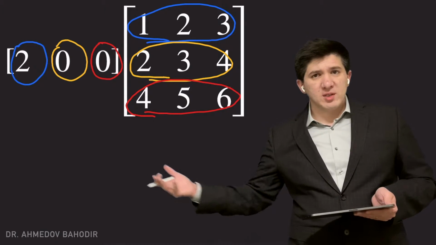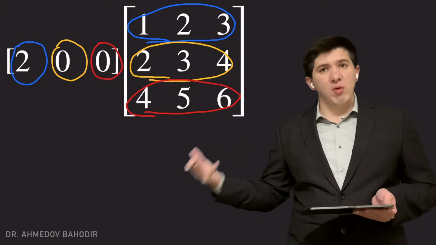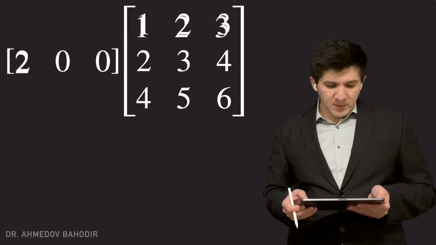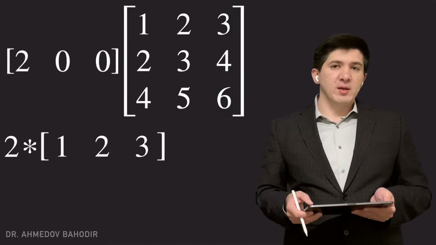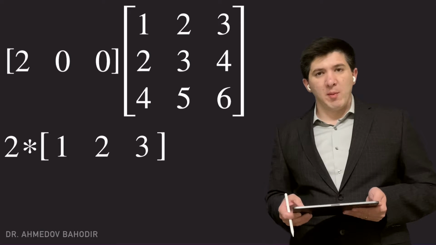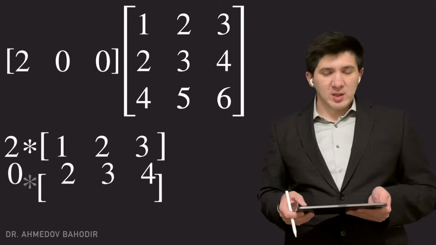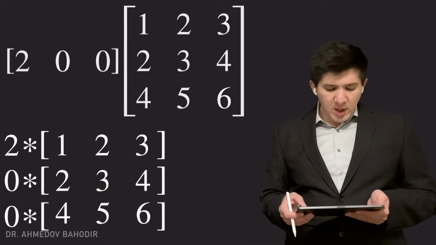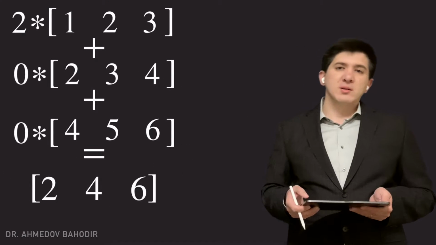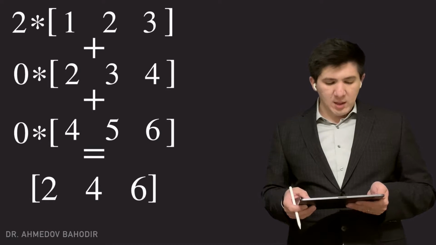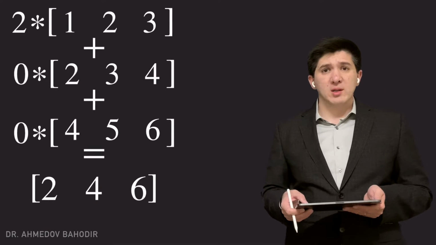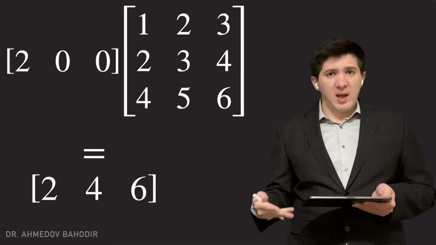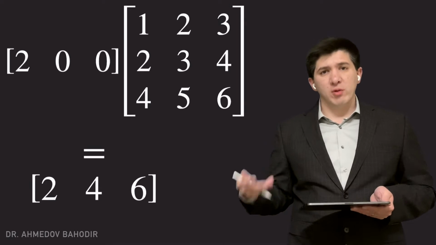So the result of this multiplication is again a row where we combine the three rows of this matrix. The first element of the row is going to be multiplied to the first row, the second element to the second row, and the third element to the third row. Then we just multiply a constant to the vector and add them. And the result is going to be 2, 4, 6. So if you multiply one row to the matrix, you're going to get just one row again.